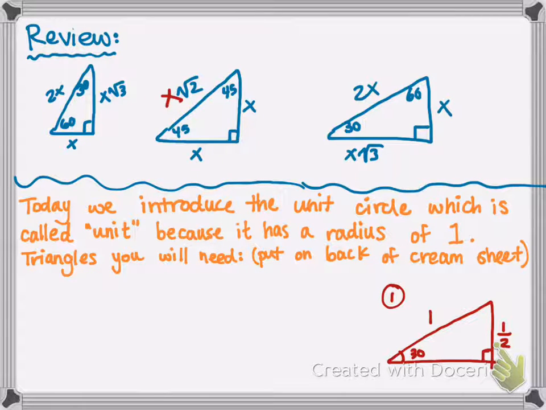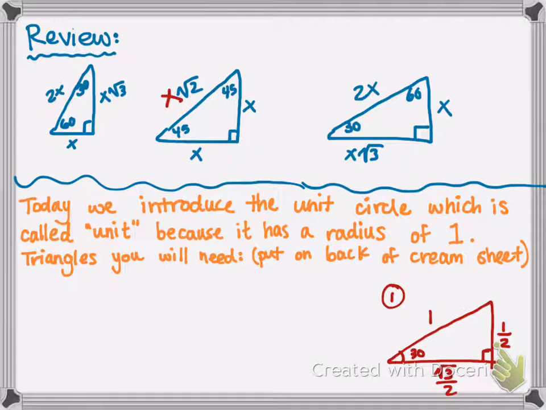Okay? Now in order to get from the short side to the long side, I just multiply it by the square root of 3. So all I'm doing is multiplying 1/2 times the square root of 3, and so that just gives me square root 3 over 2. Go ahead and add that in as well. Okay? That's one of the triangles that's going to show up a lot on your unit circle.